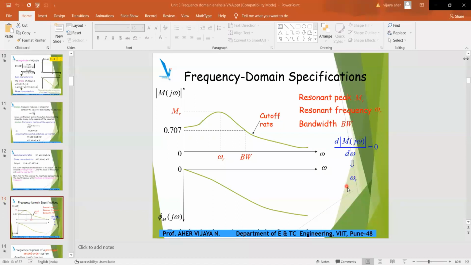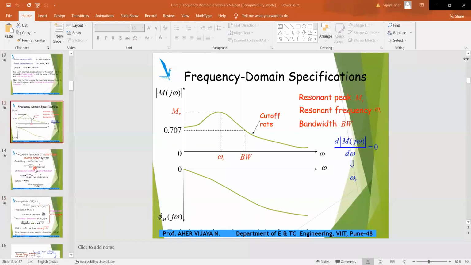In order to get the equation for omega r, what you have to do? You have to differentiate your magnitude, that is, the magnitude of M(j omega), with respect to omega and equate it to 0. If you simplify, you will get the equation for resonant frequency, right? So you are going to do all this simplification. So student, please be ready with notebook and pen.